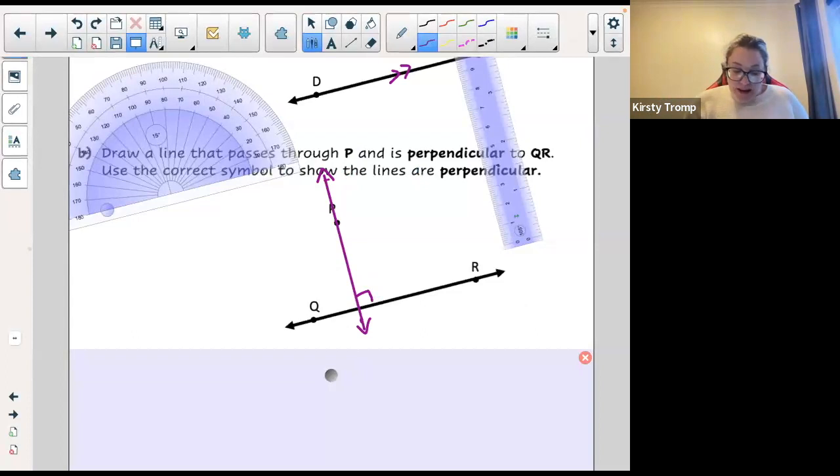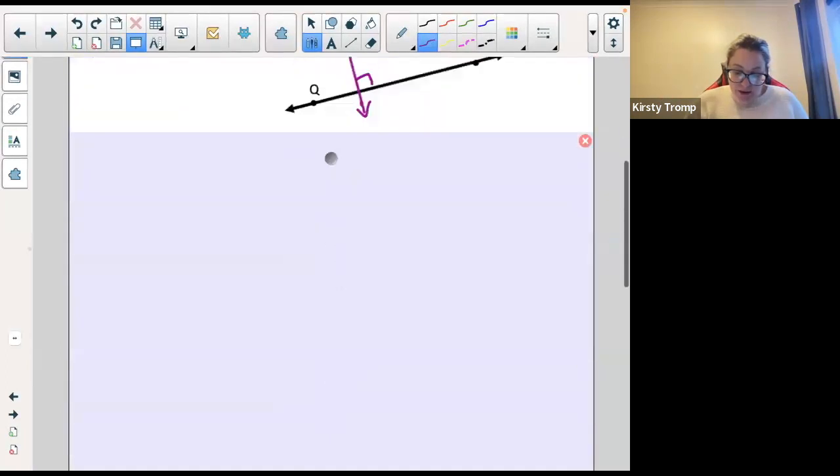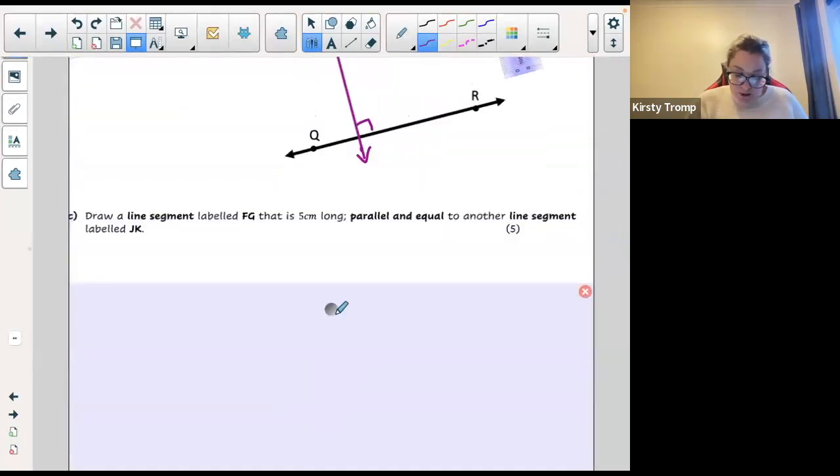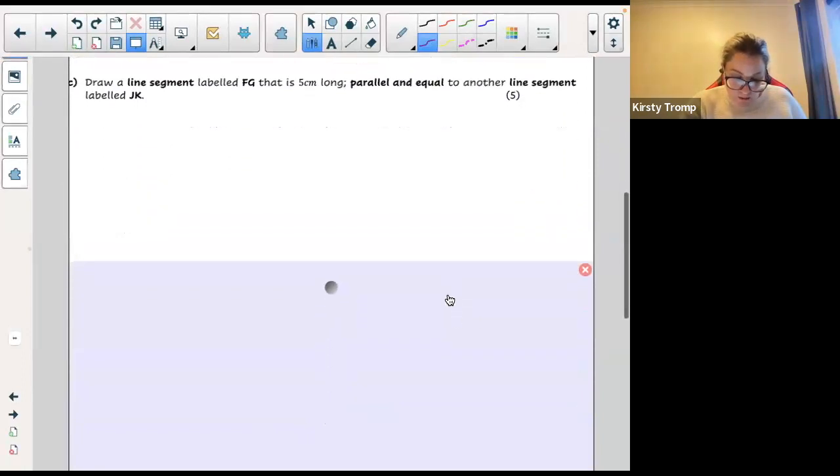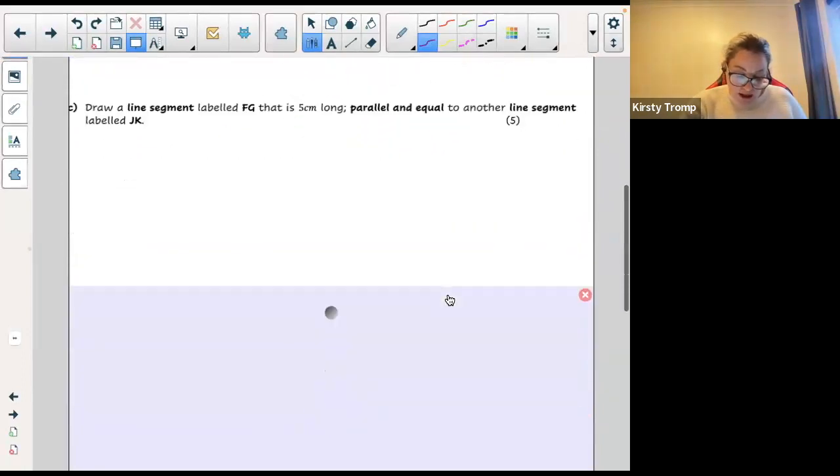All right, guys, we have come to the end of our lesson, but I'm going to put one more drawing up for you guys while Mr. Hugo puts up the poll for tonight. So there's one more drawing there. It says, draw a line segment labeled FG that's 5 centimeters long, parallel and equal to another line segment labeled JK. So you can go and you can do that last one for you while Mr. Hugo has the poll up.